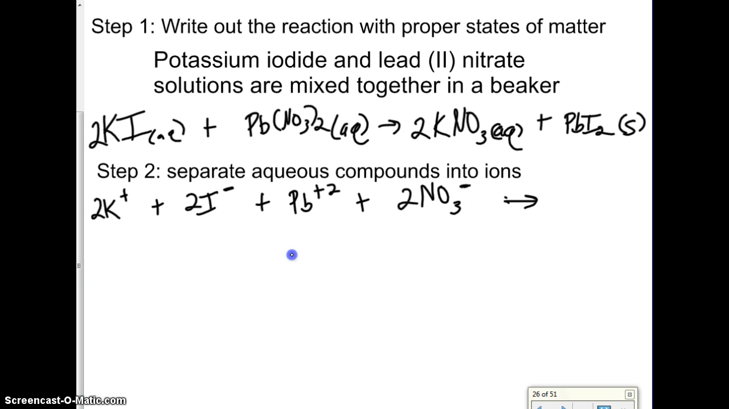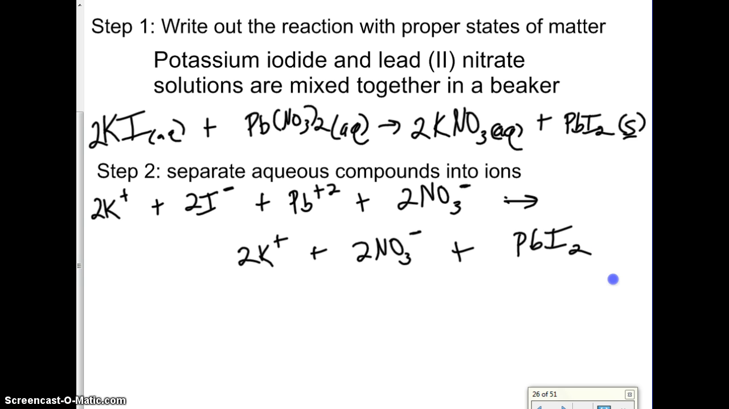Okay, so we draw our arrow. I'm going to enter down to the next line. We have 2 potassium nitrates, aqueous again, so we have 2 potassium ions. And again, these are ions, so we write our charge. And 2 nitrate ions. And again, we write our charge. And last but not least, we have lead iodide, which is a solid. So PbI2, and we keep it together just like that. So that's step 1 and step 2.